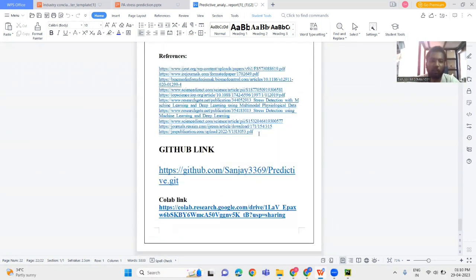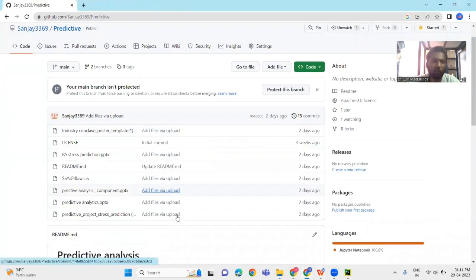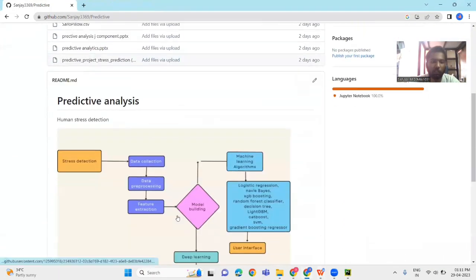These are the reference links we have used in our background study. All these PPTs and the Colab file are uploaded to GitHub, and the link is shared.